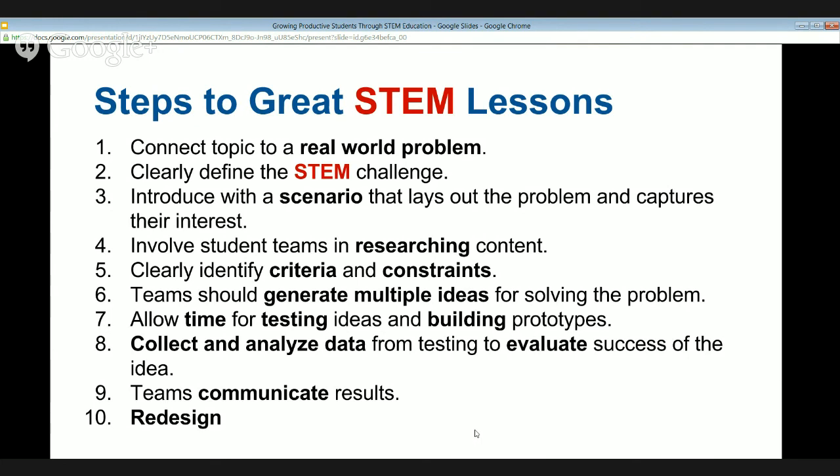And then finally, critical for the engineering part, give them time to go back and redesign. You want them to learn from their mistakes, and it's important to let them know that mistakes are okay. Mistakes will be made, but that is part of the learning process.